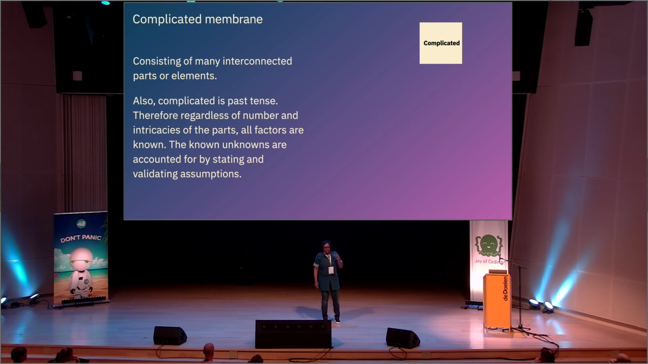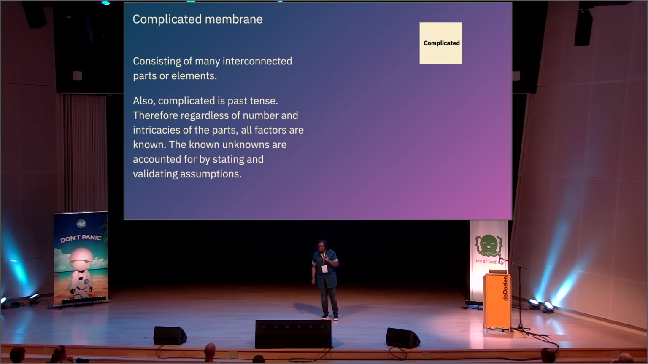The definition of complicated is it consists of many interconnected parts and elements. Complicated is also past tense. That means that we know what it is in totality. There's nothing that's unknown. And the known unknowns, and this is the thing that really gets under my skin, are accounted for as what? Assumptions. Taken as fact without proof.